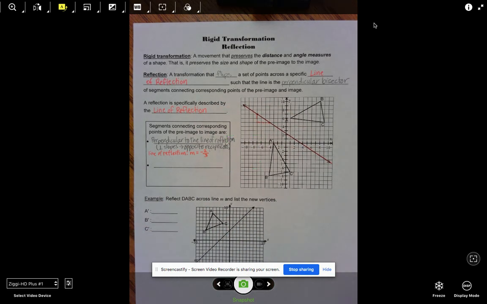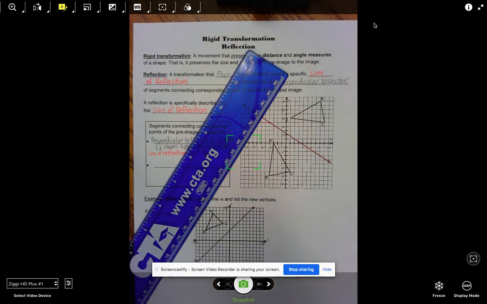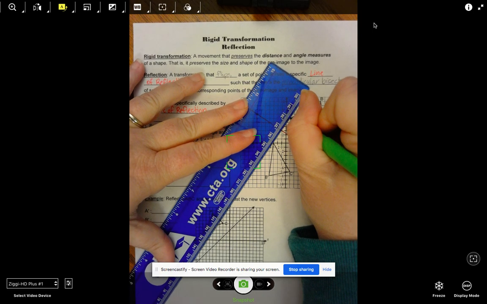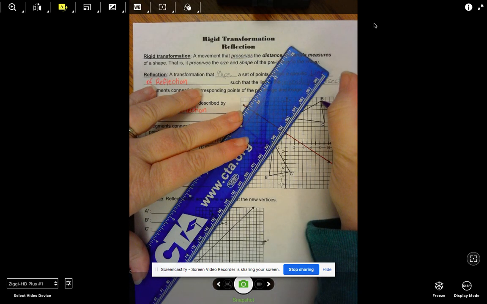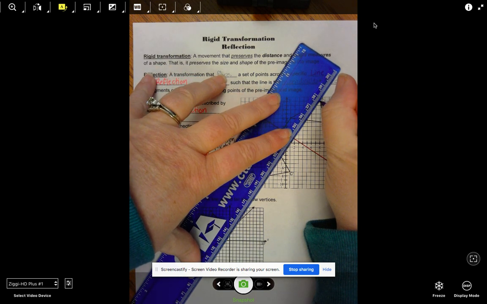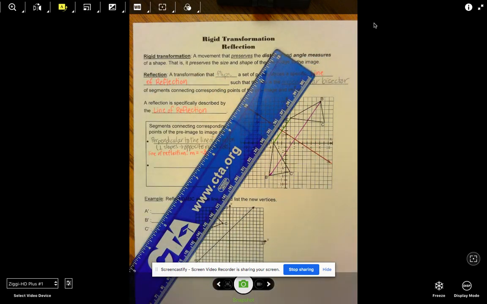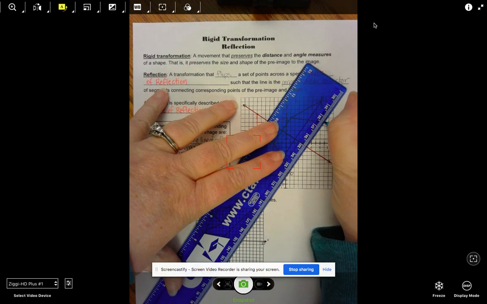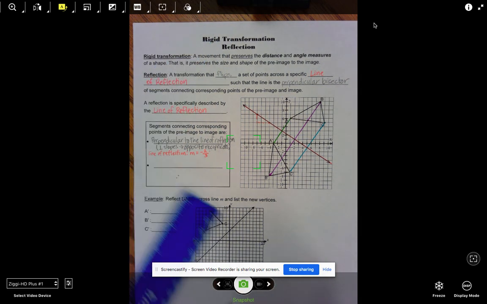So what I want to look at now is if I were to connect the pre-image and image points. So A to A prime with segments. Here's one. B to B prime with a segment. There's that one. And then our C to C prime with a segment. There's that one. I want to look at these slopes and see how these relate.